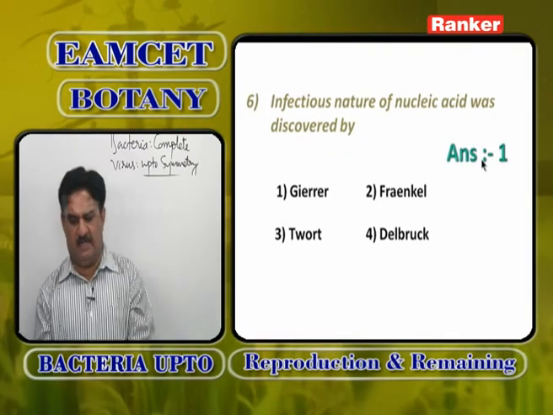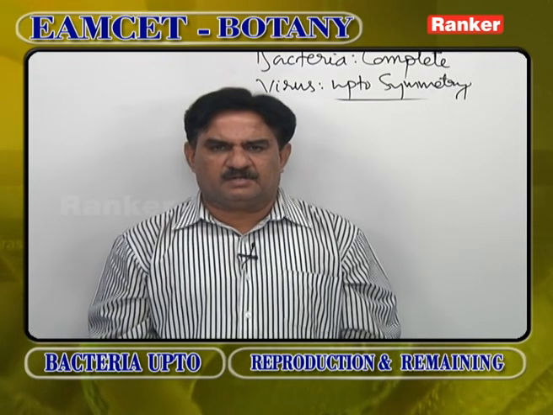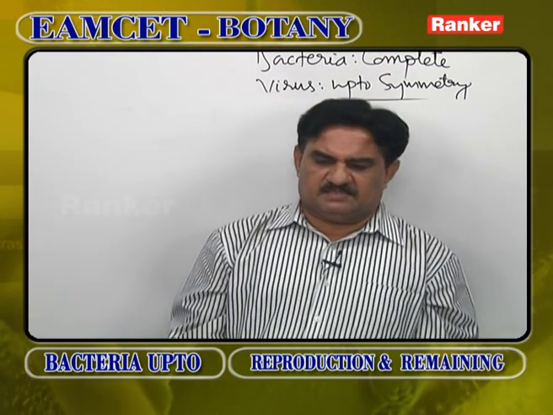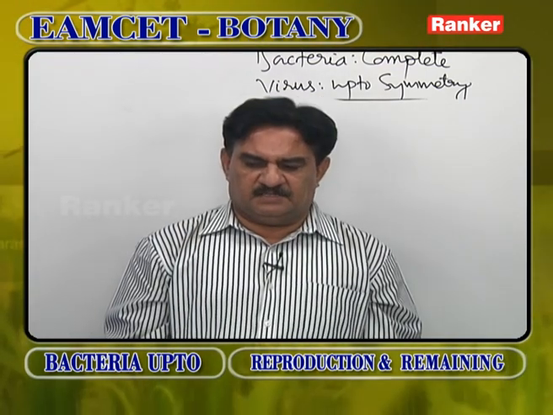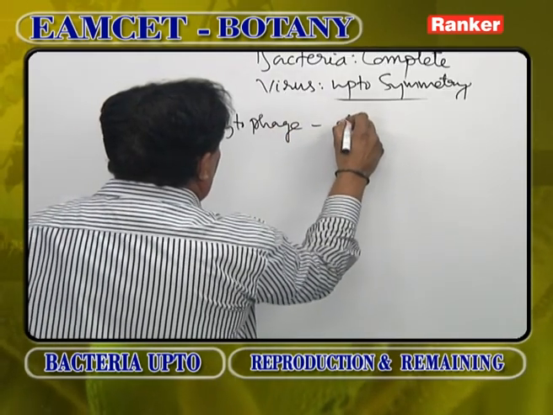The infectious nature of nucleic acid was discovered by Gierer and Schramm, not Fraenkel-Conrat, not Stuart. Bacteriophages, Delbruck, lytic cycle in viruses. This is all the history of viruses. Zymophages are parasitic on yeast. Based on the host they attack, viruses are given different names.